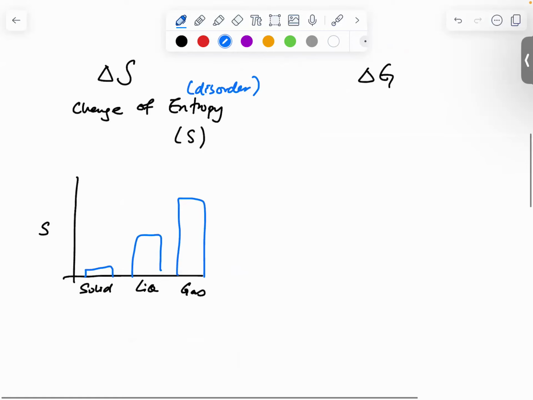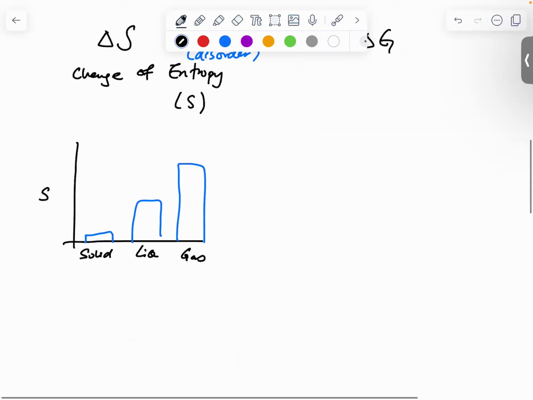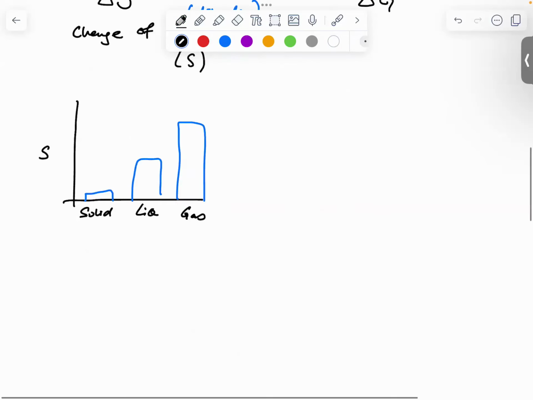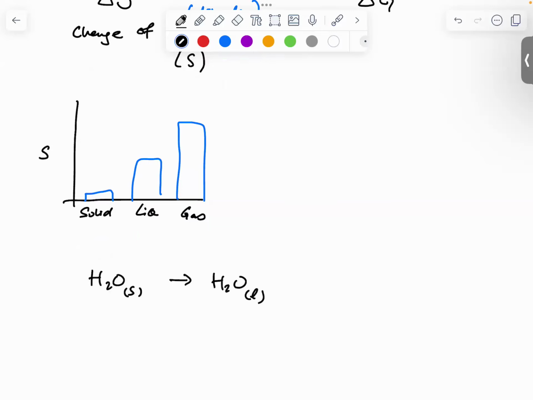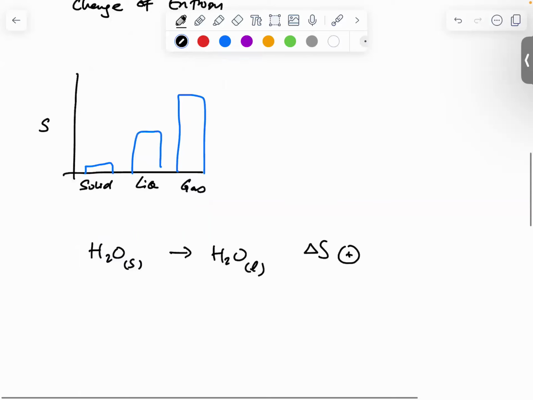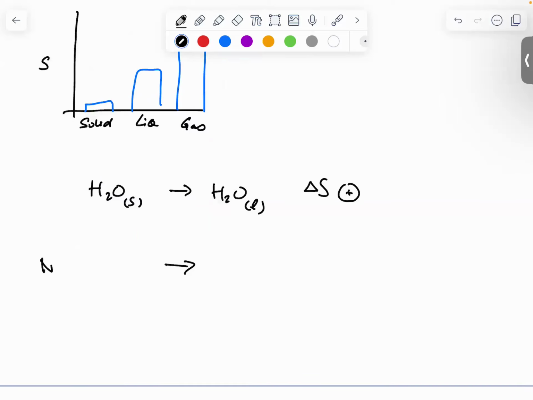But then we're talking about, what is the change of entropy? So for a very simple question, such as this, what if we have ice going into liquid water? What can we say about this delta S? It's going to be positive, right? Because it's getting more chaotic. Now, that's easy. But what about this? They're all gases, by the way.